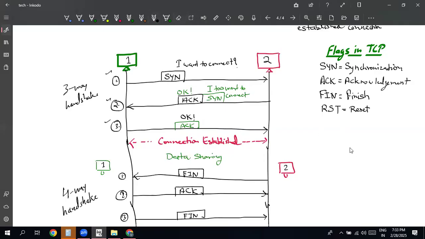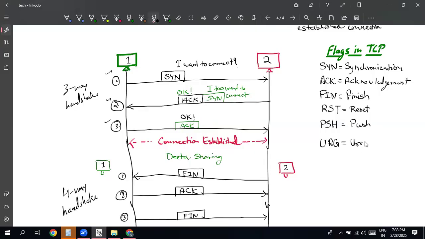Other than the reset flag, we have another flag called the push flag. If there is any urgent traffic that you want to push into the stream of the communication, the push flag will do the job. Then we have the URG, the urgent flag.